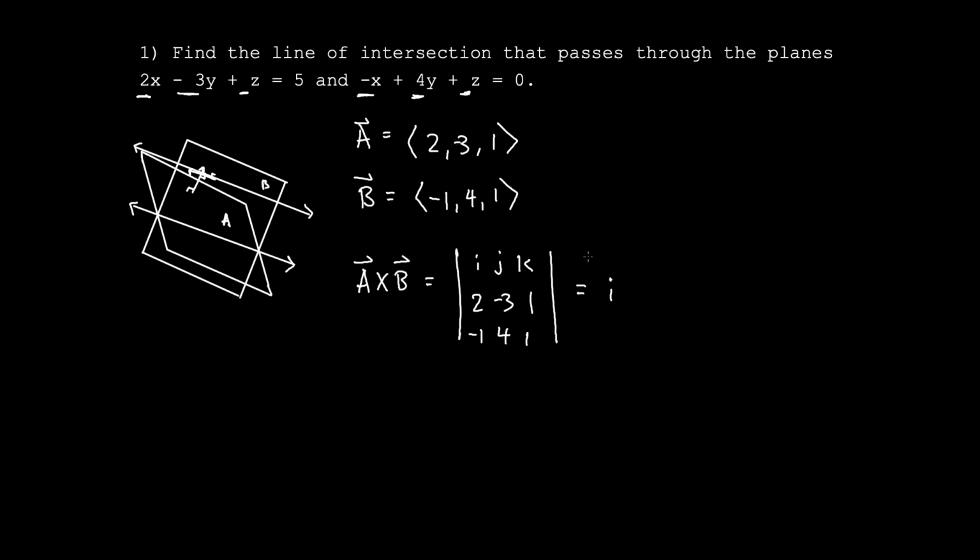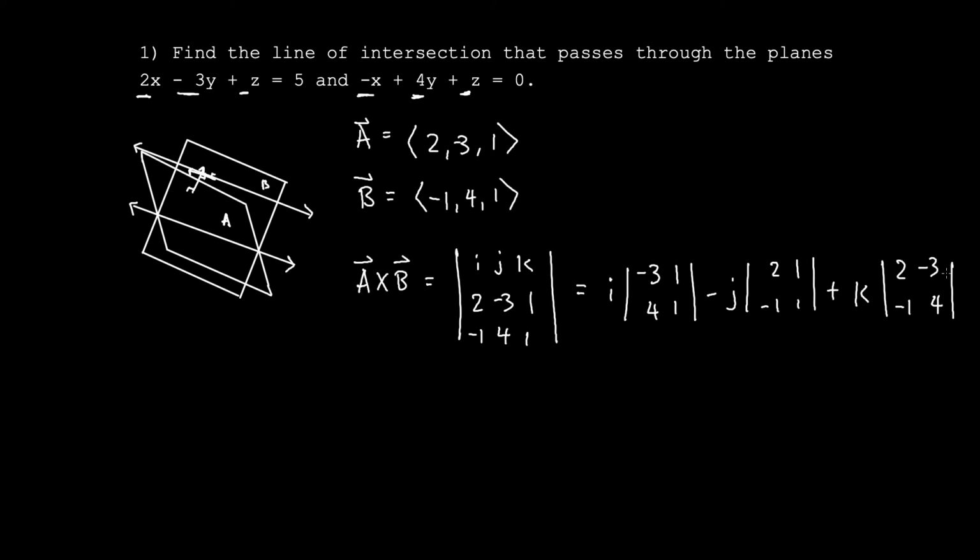Now, we want to expand along the first row. This will give us i times the matrix negative 3, 1, 4, 1 minus j times 2, 1, negative 1, 1 and k times 2, negative 3, negative 1, 4. If you want a more detailed explanation on how this is done, please check out my cross products video.